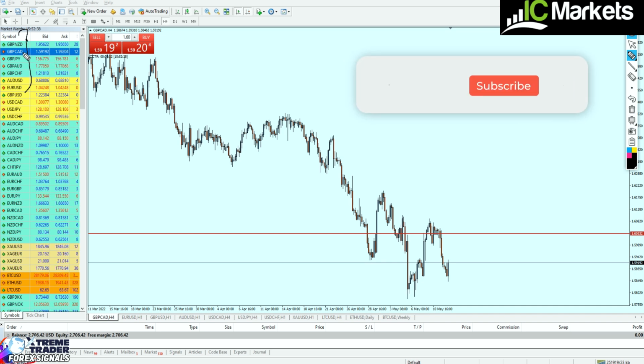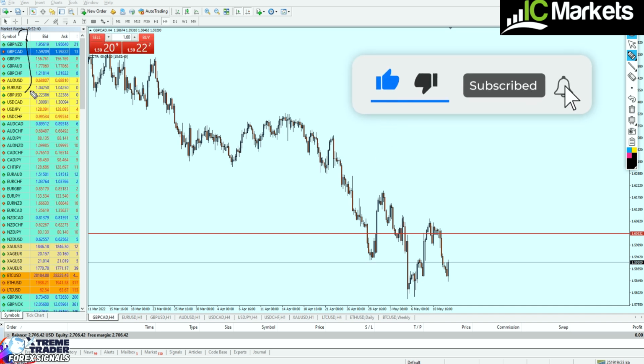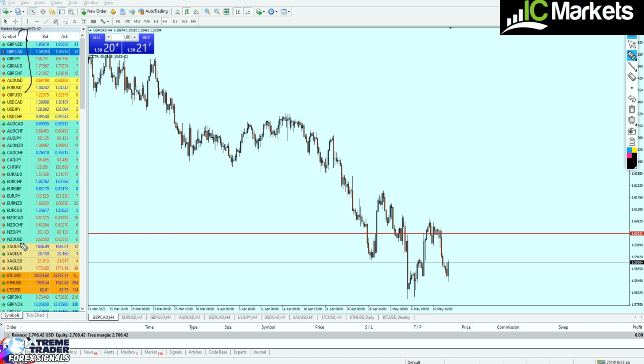So again, we will be trading the pound pairs, and then euro NZD and euro AUD as well, and the gold. These 8 pairs can give you lots of profits easily. So anyway, now for the pound CAD.